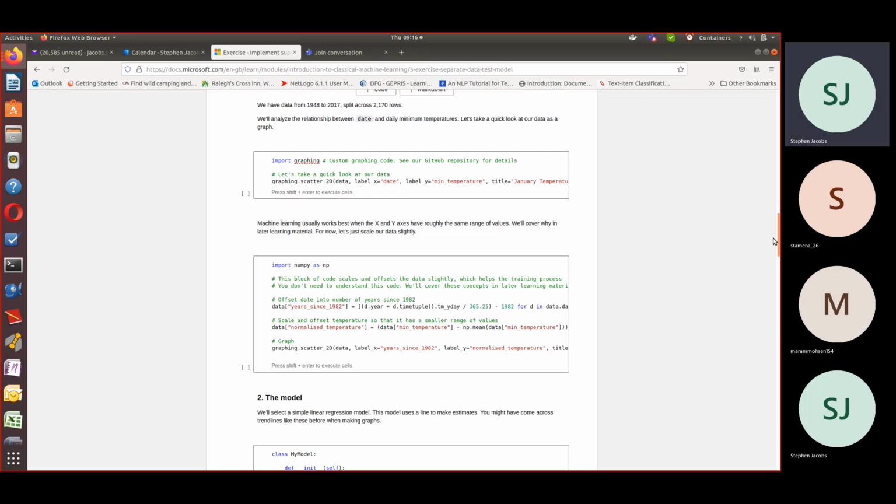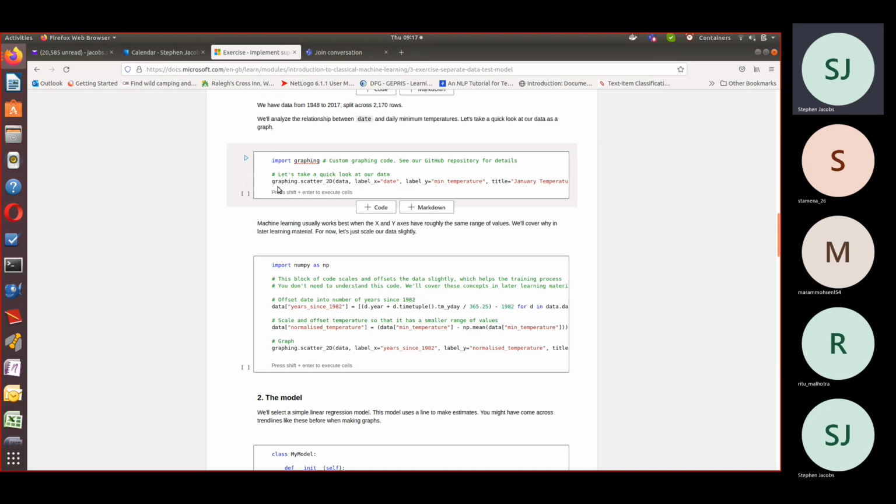So if we take a quick look at our data as a graph. So here we have to import graphing. So this is our code that we brought in, our Python code that we brought in using the get in the previous code block. So we're asking graphing.scatter. So it's asking for a scatter plot in 2D of our data using the label on the x-axis to become date and the label on the y-axis to become minimum temperature and the title to become January temperatures. Okay, so let's run that.